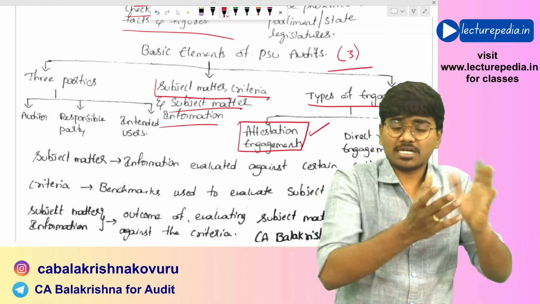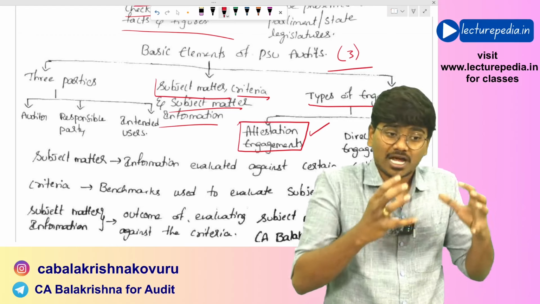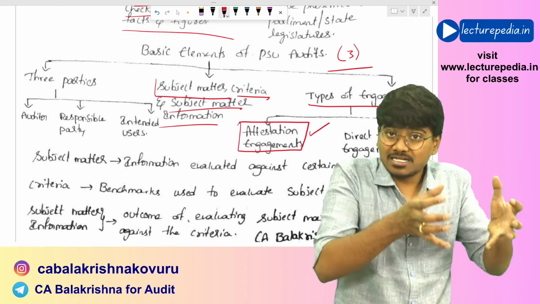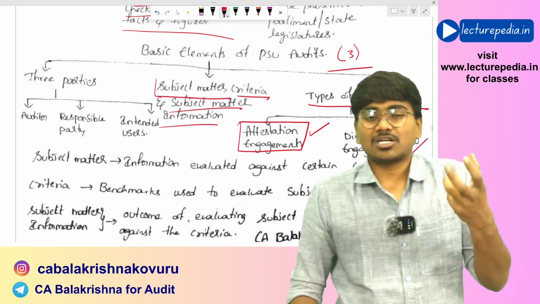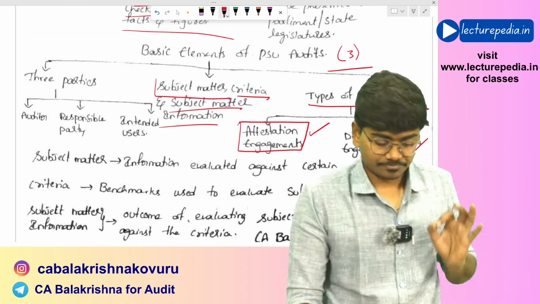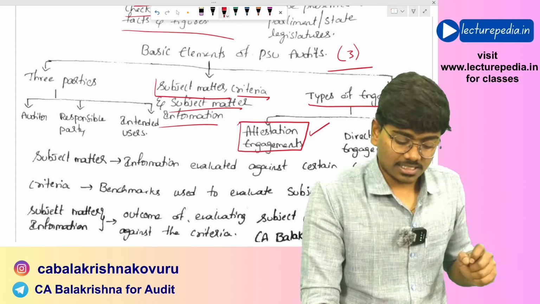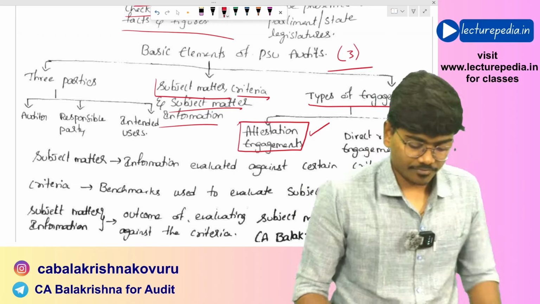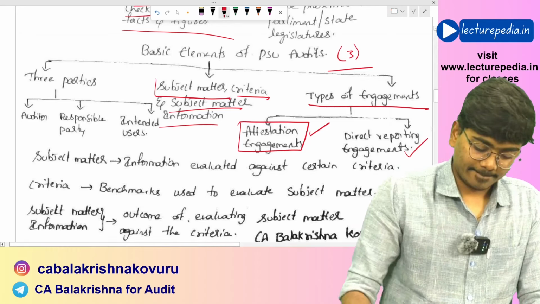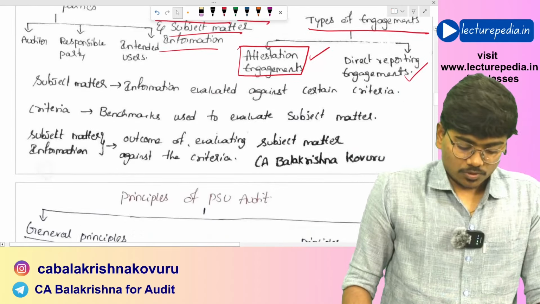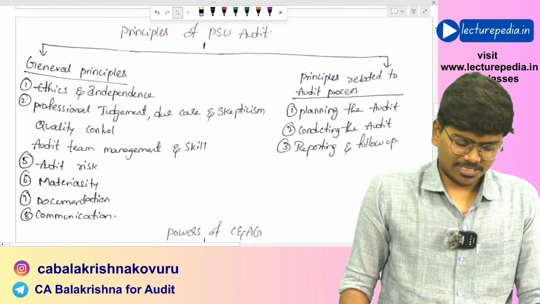There is subject matter in the organization, that is, there are internal controls around the financial reporting process. The auditor will observe that subject matter and give his report. So this is known as the internal control over financial reporting process. That reporting aspect is known as direct reporting engagement. The example for direct reporting engagement could be that. So those were the three elements of PSU audit. Next, principles of PSU audit.